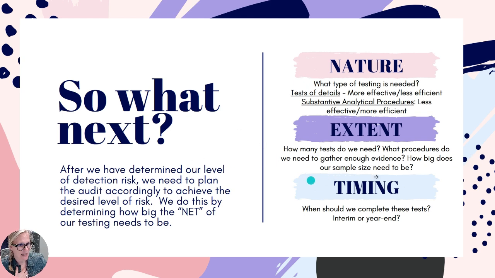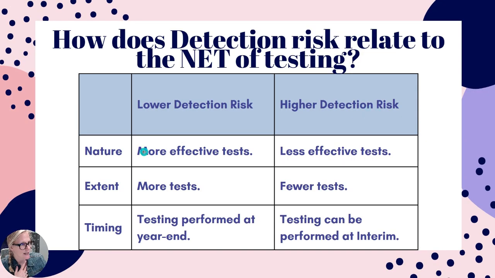I have my last slide here in this video on how we will deal with that NET of testing. How big does our net need to be based on our detection risk? If we need lower detection risk, which comes from having higher risk of material misstatement, then in those cases where we have more risky clients, we need to do a better job in our audit. That means we're going to want to do more effective tests, again relying more on those tests of details. We're going to want to do more tests, have more lines on our audit program, have bigger sample sizes, and move that timing to year end.